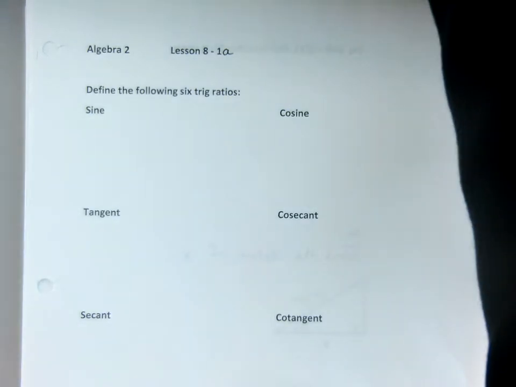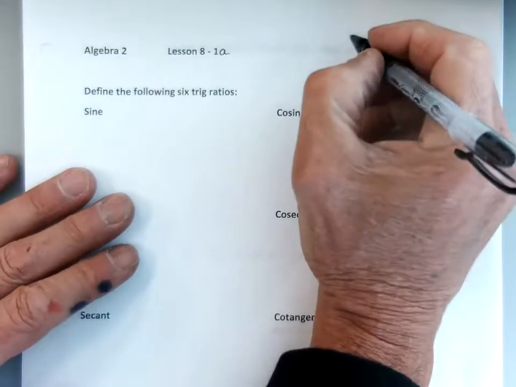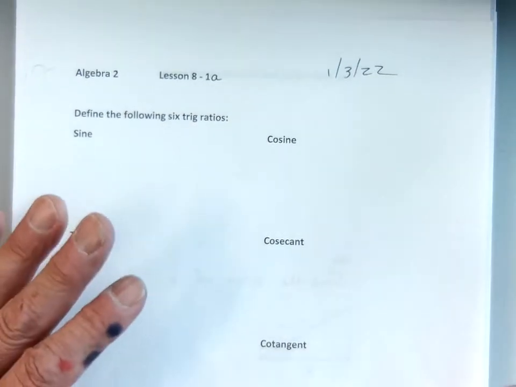Focus. All right, today's date. Here we go. It's time to focus and do this. It is 1/3/22. Okay, before we do anything, draw a right triangle.